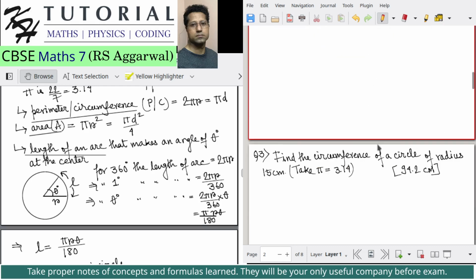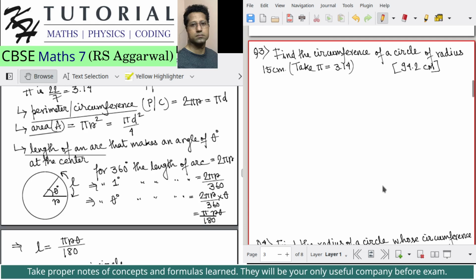Let's see the next problem. Question number 3. Find the circumference of a circle of radius 15 centimeter. This time it has asked to take the value of pi as 3.14. Okay. So we know circumference is equal to 2 pi r. So this will be equal to 2 multiplied by 3.14, for the value of pi, and the radius is given to be 15 centimeter. So the circumference is this much centimeter.